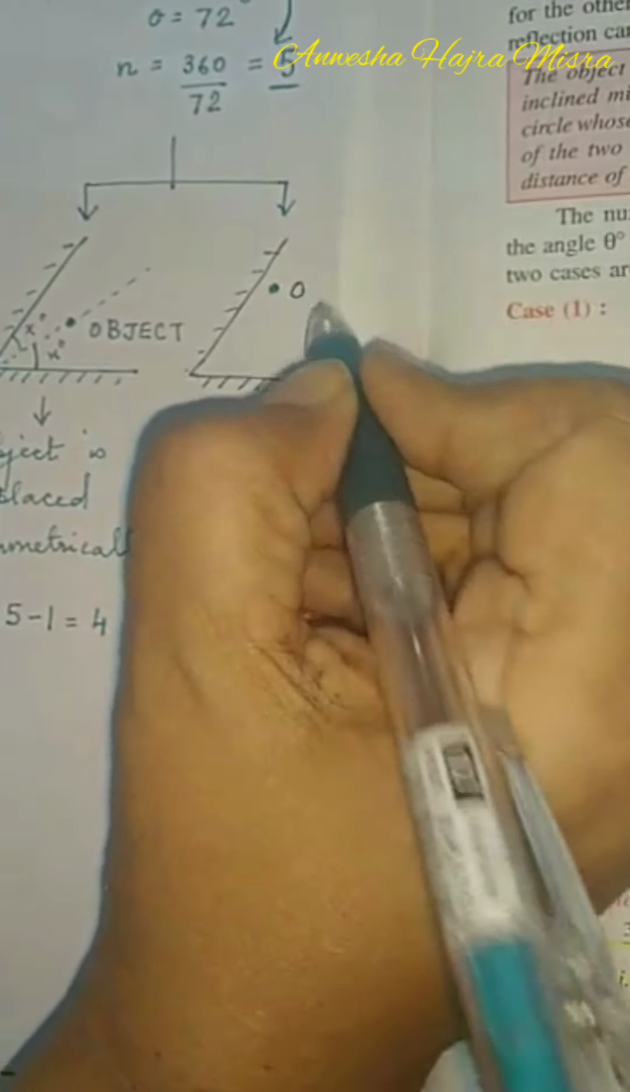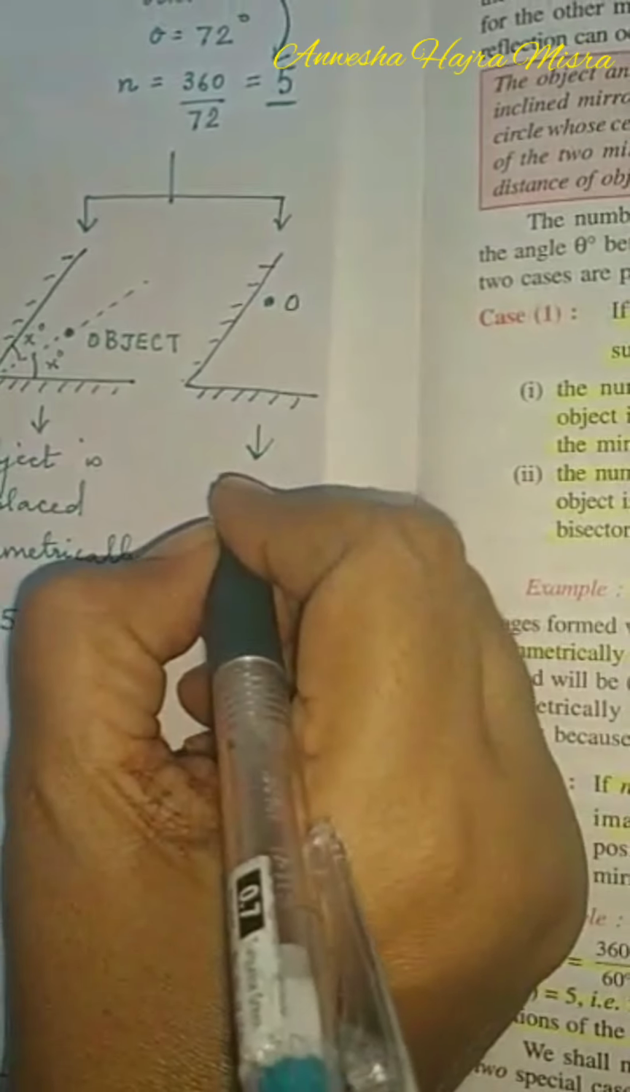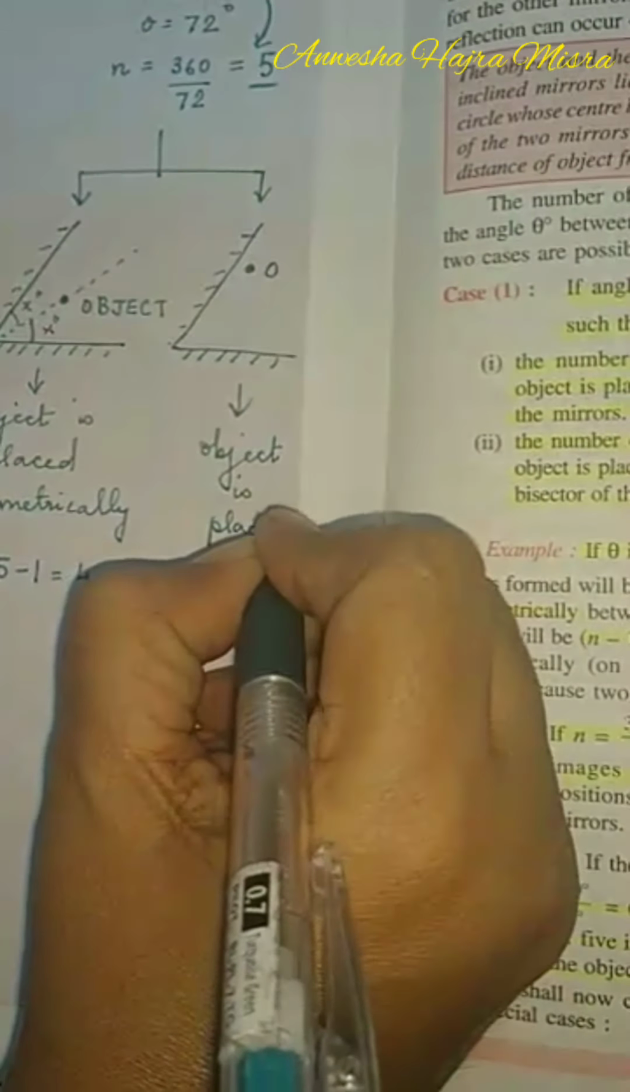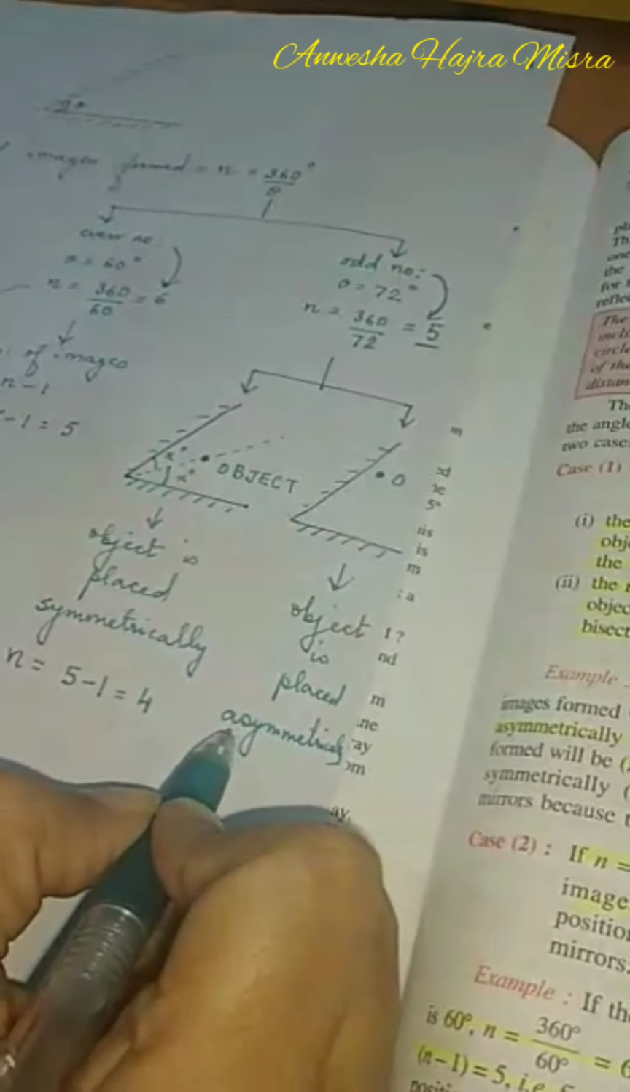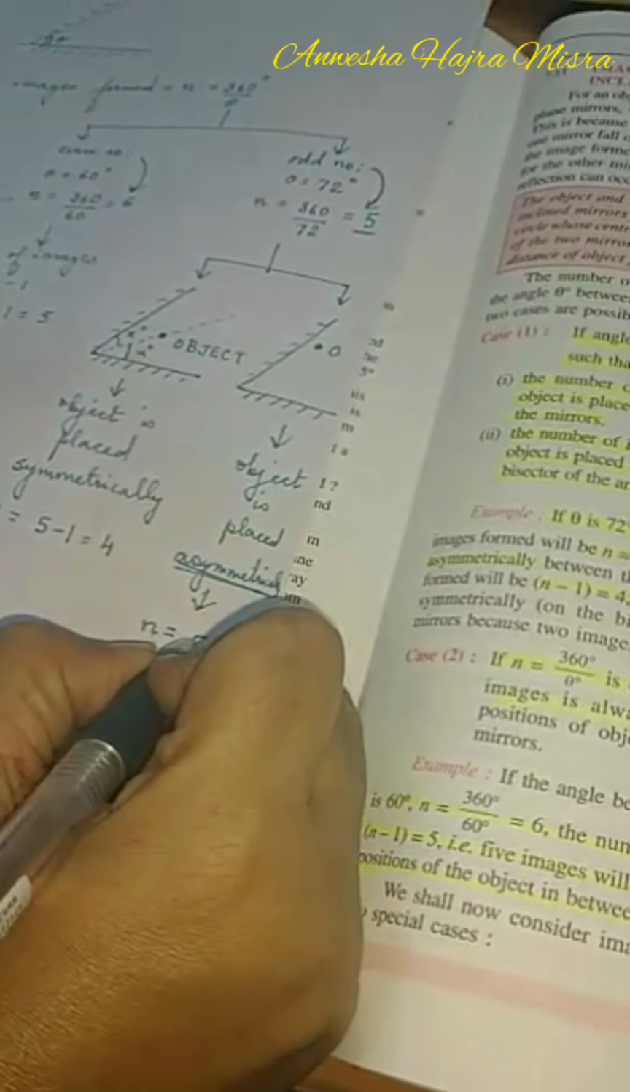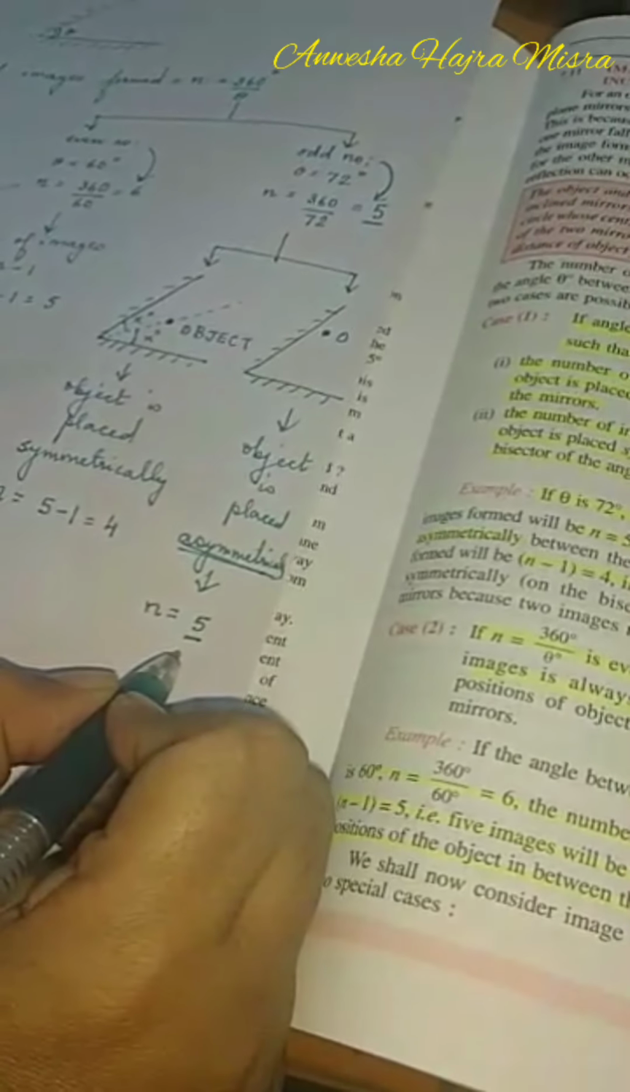But if the object lies anywhere else other than the bisector of the angle, say the object lies here, this is my object O. If the object is placed asymmetrically, so children, when the object is placed asymmetrically, that means the object is not lying on the bisector of the angle, then the number of images formed will be 5 only. You don't have to subtract.